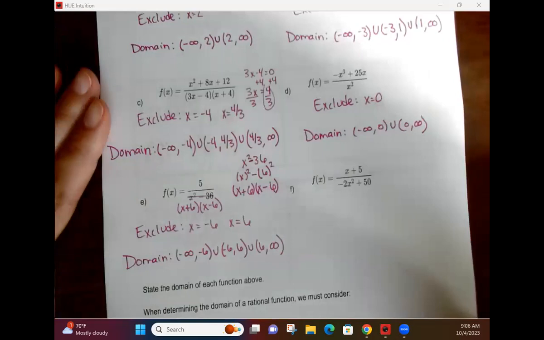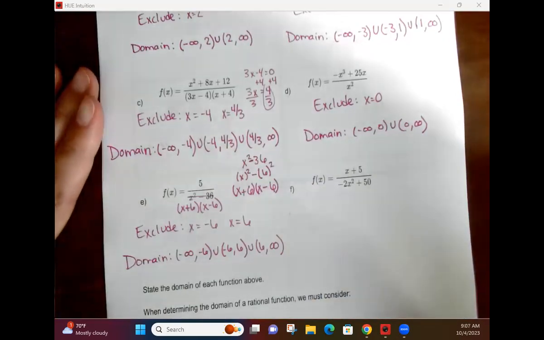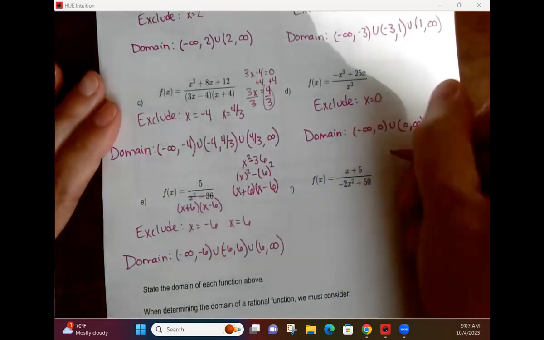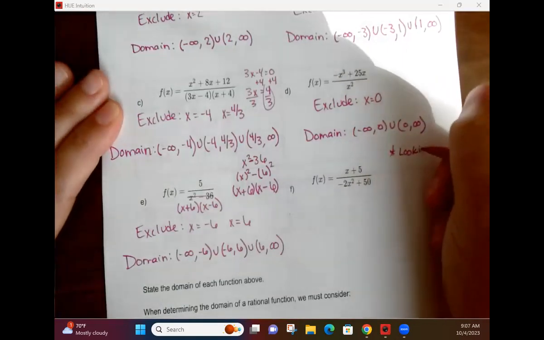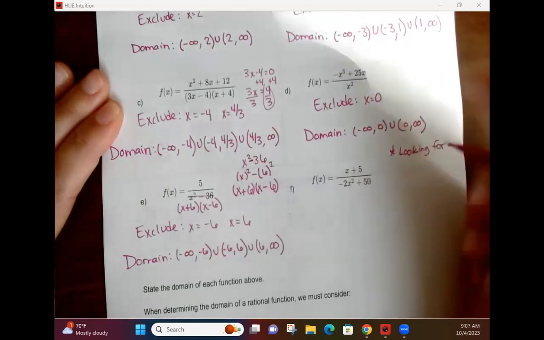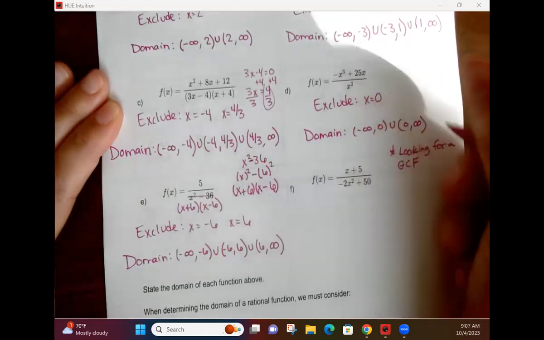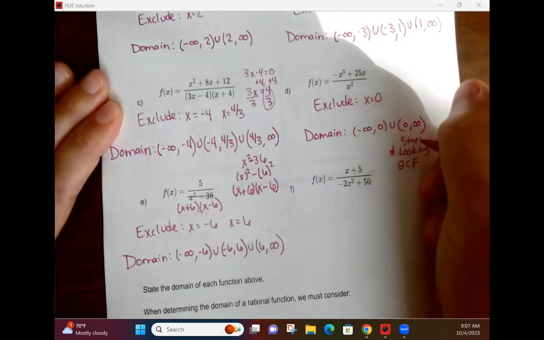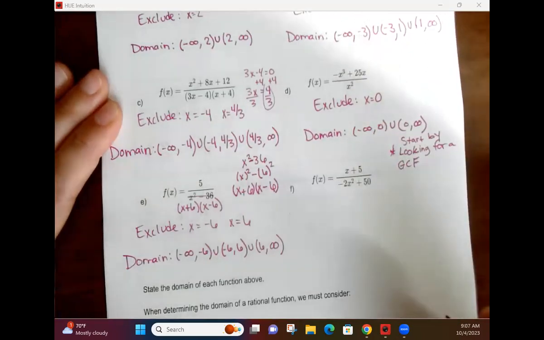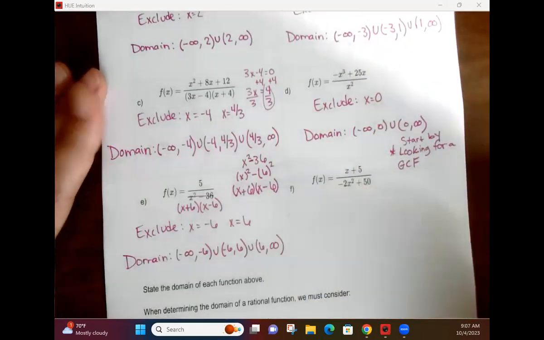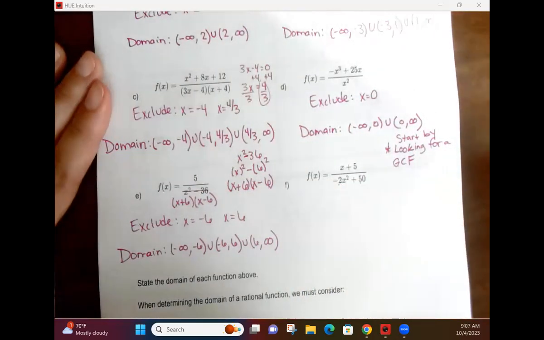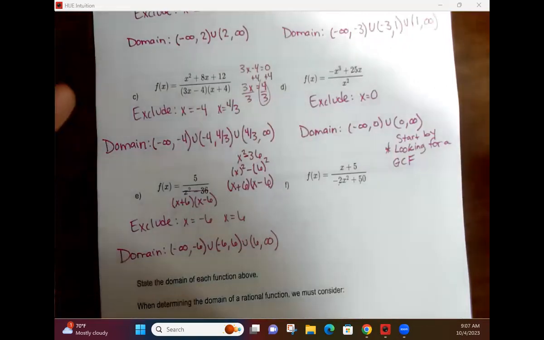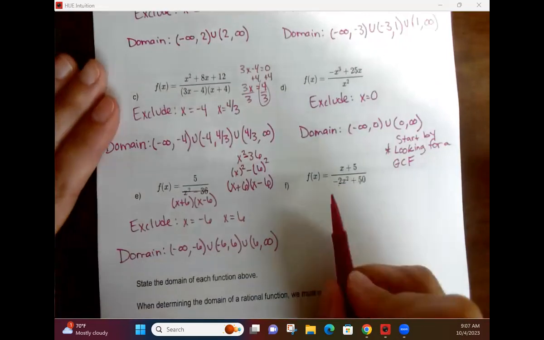For our last example here, we're going to factor again, but I want you to remember that we always start factoring by first looking for a GCF. And we actually do have a GCF, a greatest common factor here. I could divide both of these terms by 2. That's what GCF means, greatest common factor. What can I divide all of these terms by? I could divide all of these terms by 2.